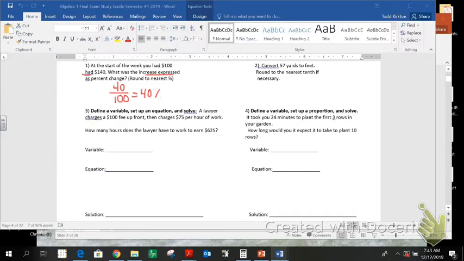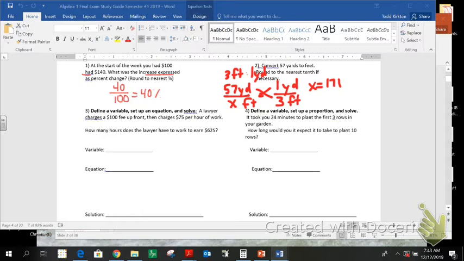Second one, convert 57 yards to feet. There are 3 feet in 1 yard. And so you can set this up as a proportion. 57 yards over x feet equals 1 yard over 3 feet. So yards over feet equal yards over feet, and cross multiply, and you get x equals 3 times 57, which is 171.